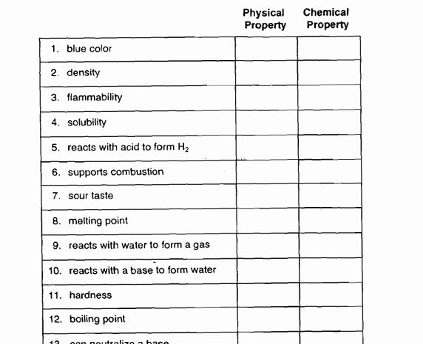So when we talk about physical and chemical properties, blue color is a physical property because I can observe it without changing it. Density is a physical property. Flammability, the ability to burn, that's going to be a chemical property. Solubility is the same thing as dissolving. So when you dissolve, like salt water, dissolving is a physical property because you can always get it back. Notice the word reacts right there.